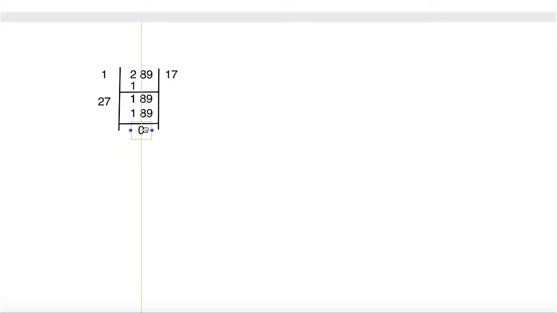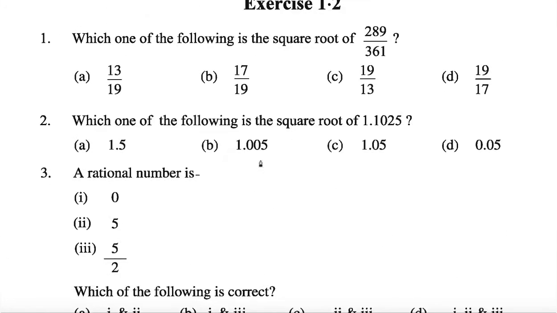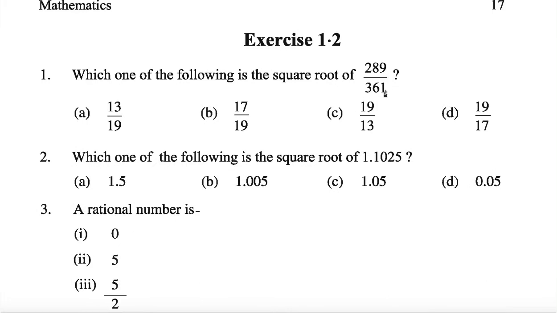So what is the square root? 17. That is 17, and this is 19, I guess. You can try 19 squared, 361. So 17 by 19 is the answer. You have to put a tick mark here.